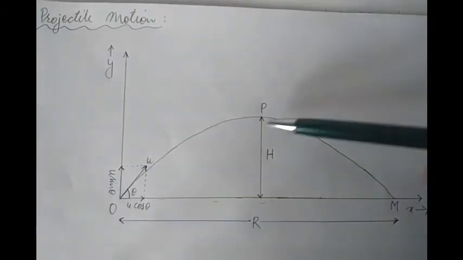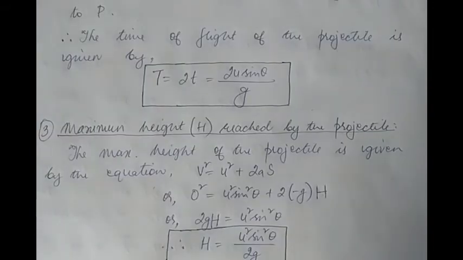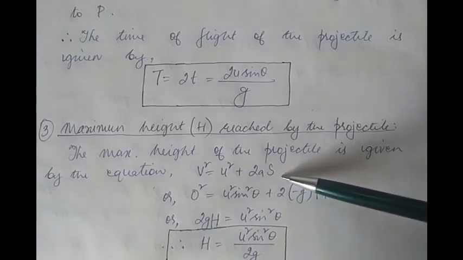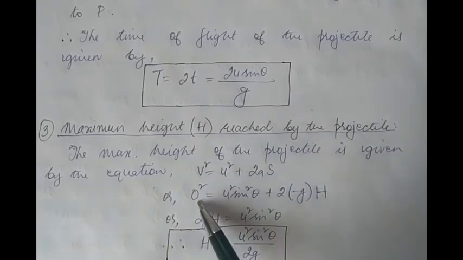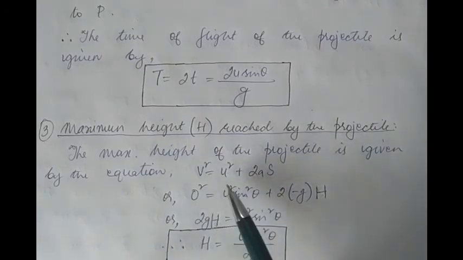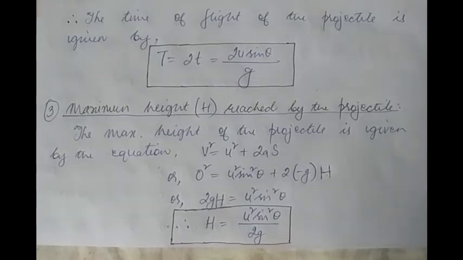Thirdly, we want to find the maximum height reached by the projectile. We are calling that maximum height capital H. The maximum height of the projectile is given by this equation. Since we are considering vertical motion, the final vertical velocity is 0. So 0 squared is equal to the square of the initial vertical velocity u sine theta, which is this much, plus 2 into the acceleration with a minus sign into the vertical height h, or 2gh = u squared sine squared theta, and thereby we get h = u squared sine squared theta / 2g. So this is the expression for the maximum vertical height reached by the projectile.